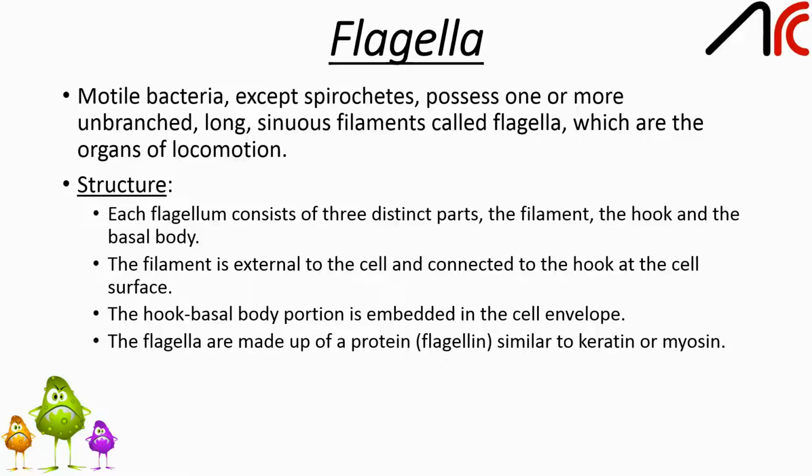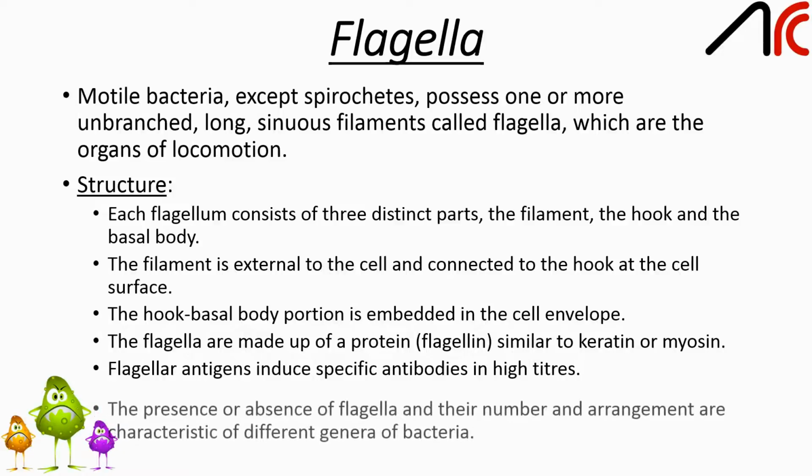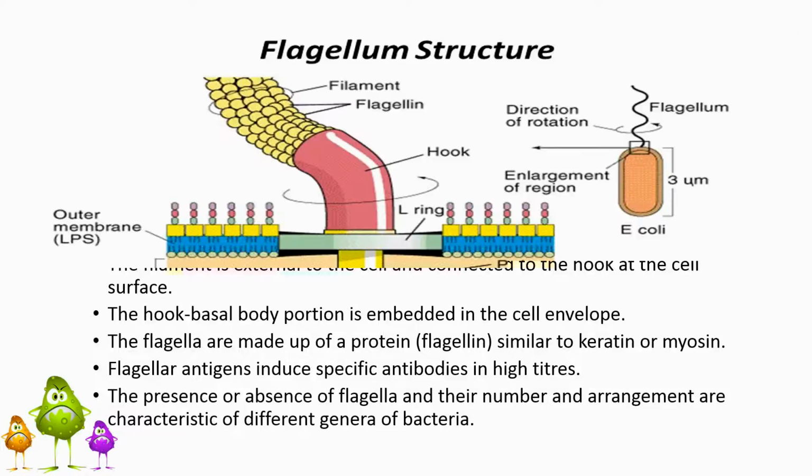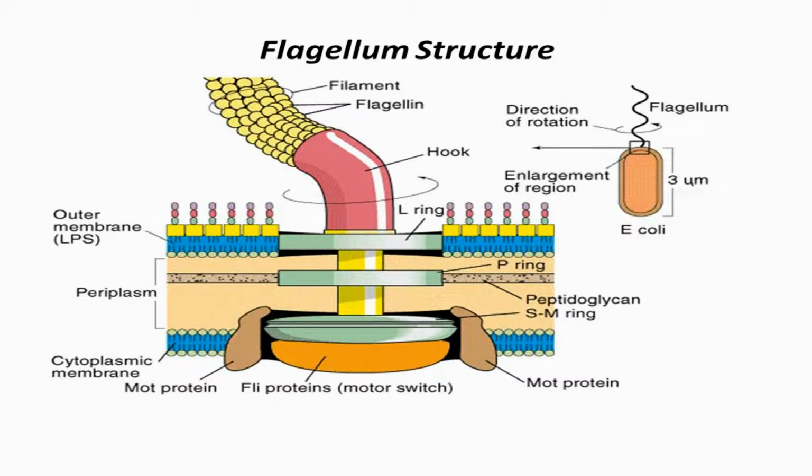Flagella are made up of proteins similar to keratin or myosin. Flagellar antigens induce specific antibodies. The presence or absence of flagella and their number and arrangement are characteristic of different genera of bacteria. This is the diagrammatic representation of the general structure of the flagellum, which contains three parts: filament, hook, and the basal body.